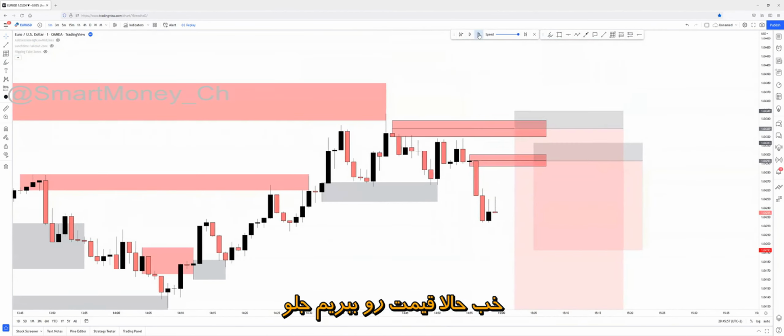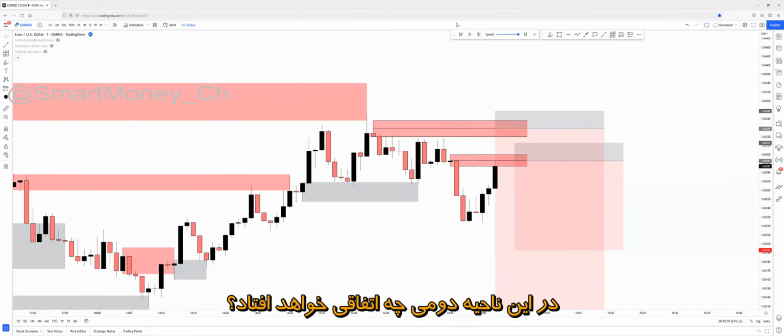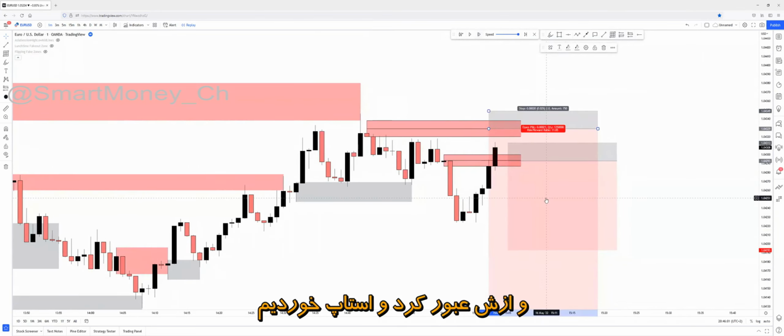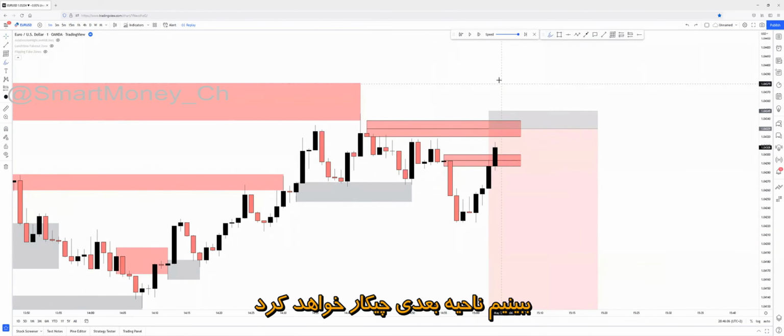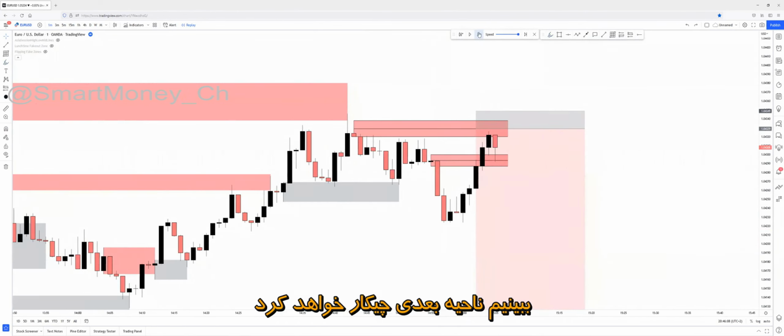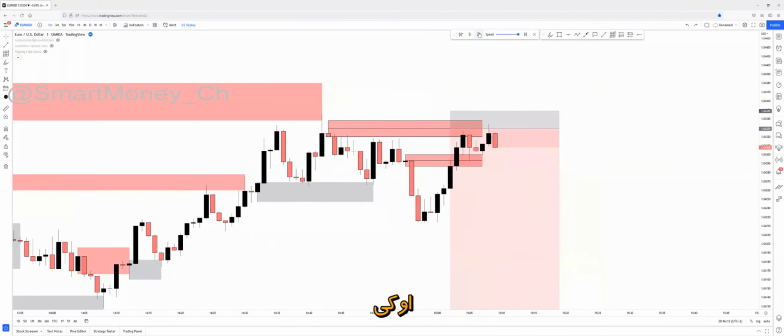So let's just play it forward. What will happen with the second zone? There's a reaction and blow through and stop loss. Bam. Liquidity. This zone has become liquidity. What will happen with the second zone? Okay.